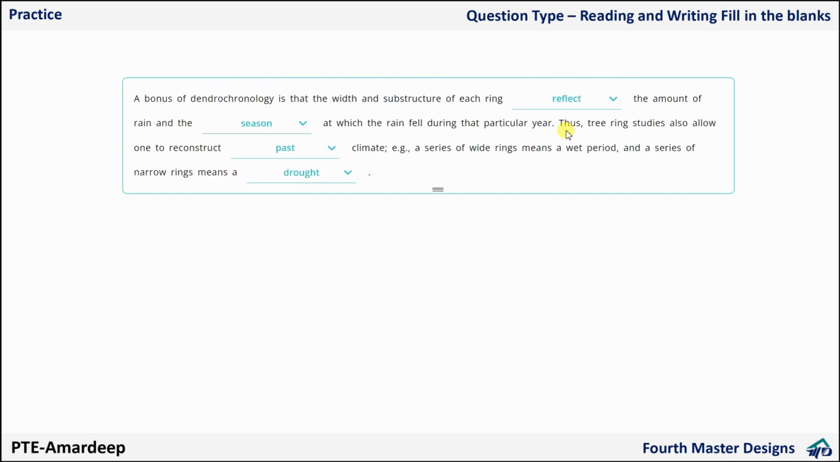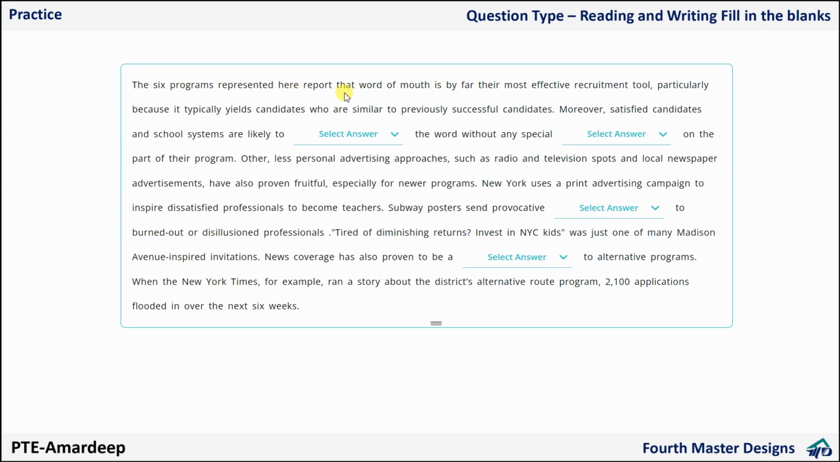Okay, now next one. The six programs represented here report that word of mouth is by far their most effective recruitment tool, particularly because it typically yields candidates who are similar to previously successful candidates. Moreover, satisfied candidates and school systems are likely to dash the word without any special dash on the part of their program. They are likely to spread the word without any special, sport, effort, reject, block. Special sport, maybe. Special effort, maybe. Special reject doesn't make sense. Special block, no. Sport or effort. Without any special effort.